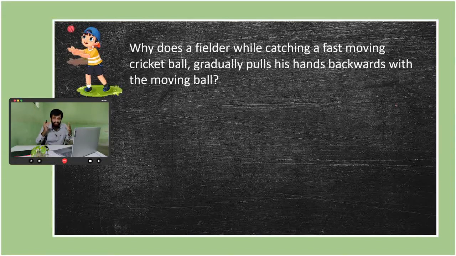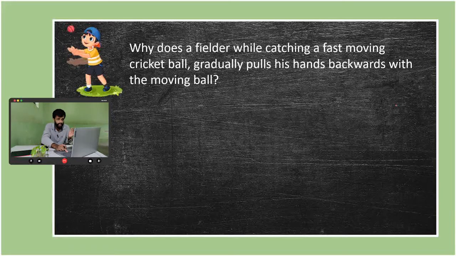No, he holds the ball and brings his hand down. You must have noticed this in many cricket matches. They hold the ball in this direction. Why do they have to move that hand from here to down? That's the question: why does the fielder, while catching the fast moving cricket ball, gradually pull his hand backwards with the moving ball?